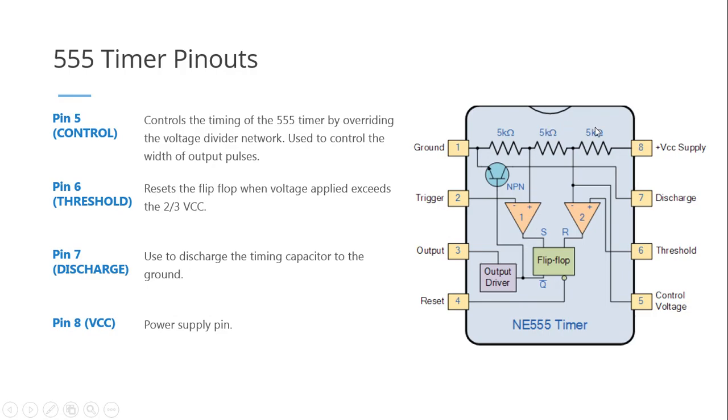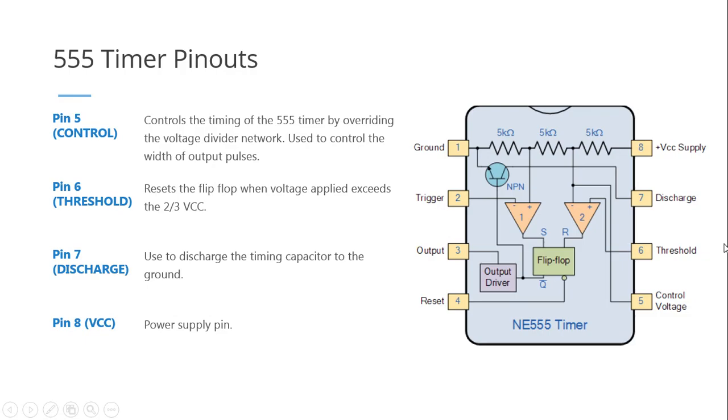So 2/3, 1/3. But with the use of a control voltage, if you follow pin 5, it's actually also directly connected to the negative part of the second comparator. We can actually use pin 5 to bypass the voltage requirement of 2/3 of the VCC supply. So if we don't want to use, let's say, 5 volts, we don't want it to be compared to 2.67 volts, we want it to reset immediately, then we put a different voltage here in the control voltage.